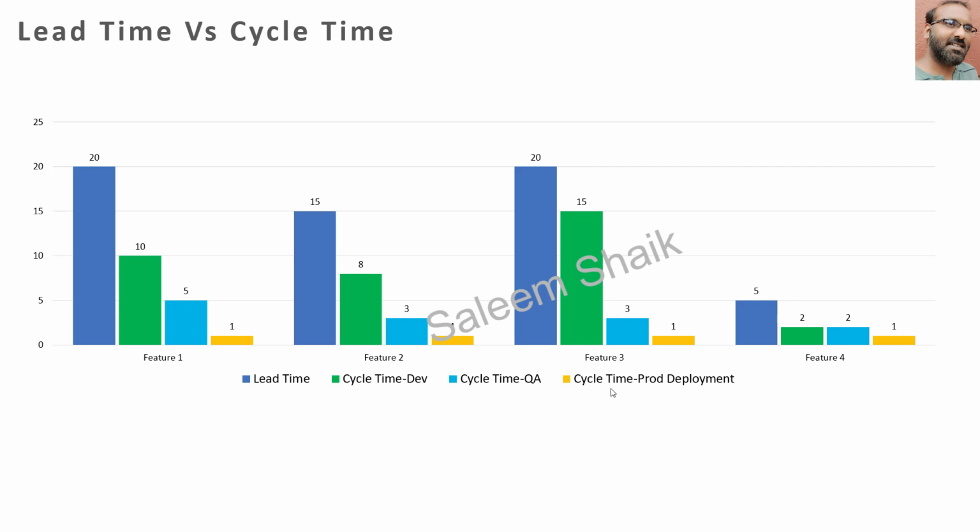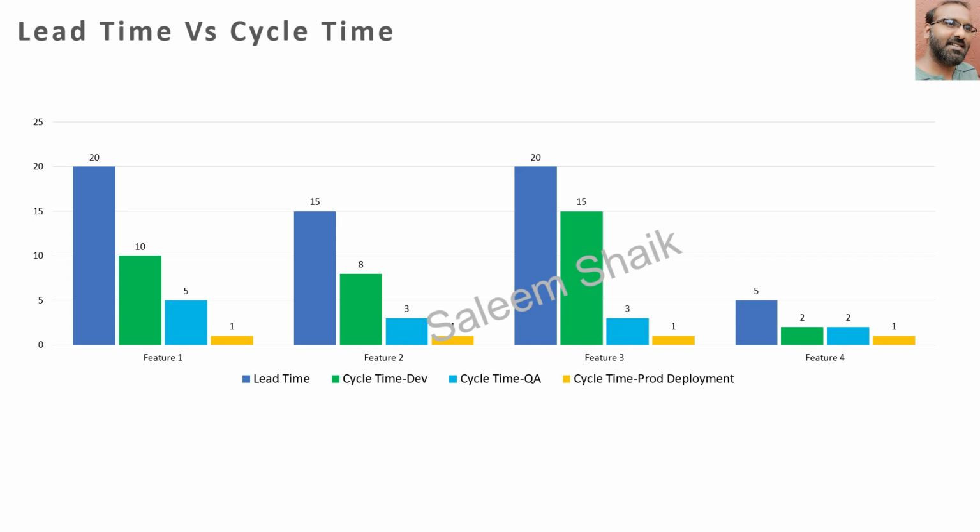Cycle time for development for feature 1 is 10 days, here it is 8 days, here 15 days, and here 2 days. If you observe the differences, here the development effort is 10 days, here the development effort is 8 days. When you understand the duration taken for each cycle time and the wait time between these different phases, if you eliminate these, efficiency will be increased. For example, here lead time is 20 days. Here, development is 10 days, 5 days, and how much is the total? 10 plus 5 plus 1 is only 16 days of effort. But where did the 4 days go? The 4 days are lost. It's due to multiple reasons.